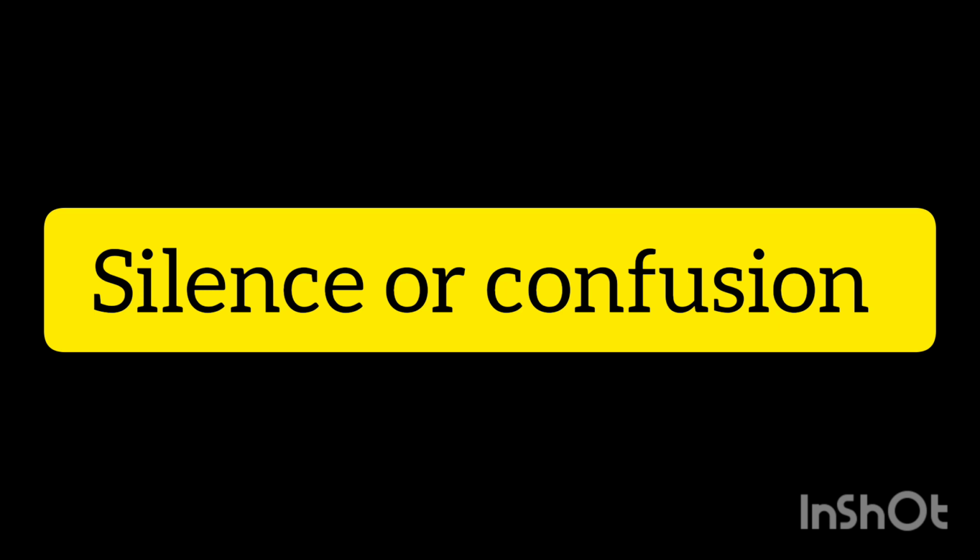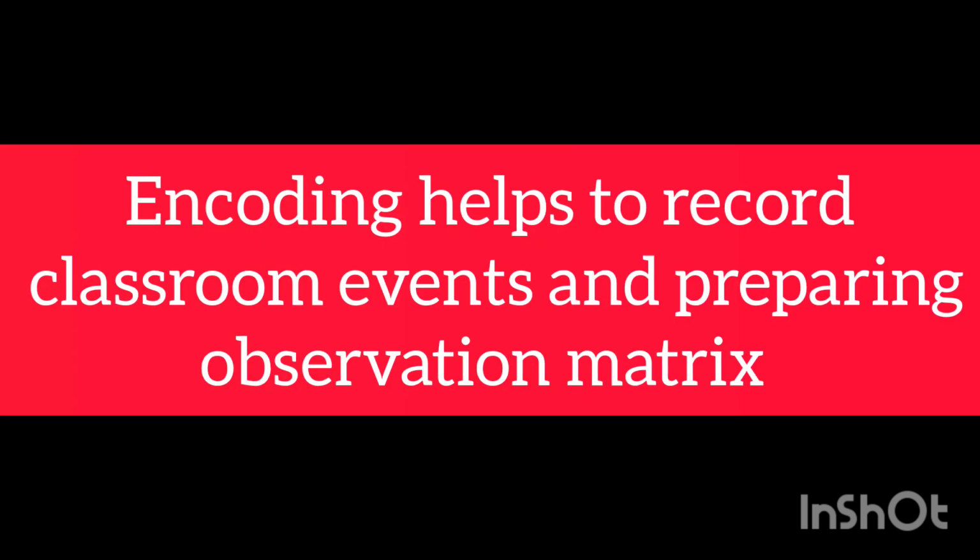I think this is clear. So here we are attaching each and every step under these three categories with their respective codes. And we have already told there are two processes in the Flanders interaction analysis, that is encoding and decoding. So encoding basically is used for recording the classroom events and preparing the observation matrix, which is 10 into 10.